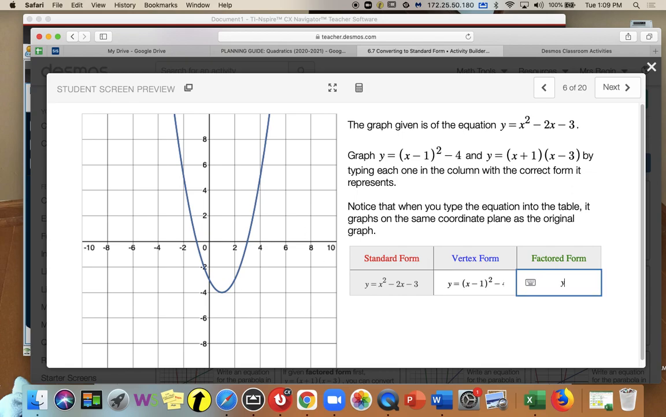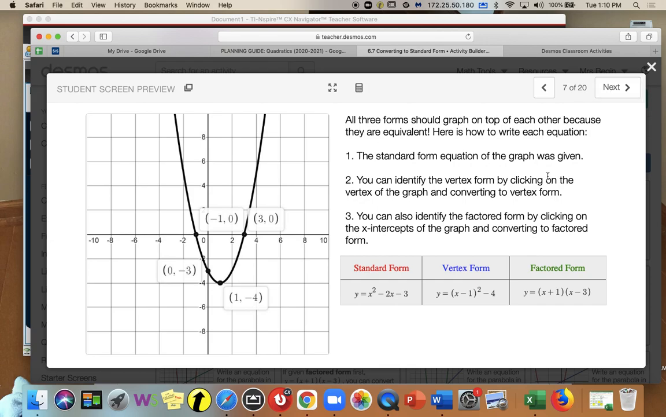And then factored form, you probably can guess what's going to happen. So we have x plus 1, x minus 3. And again, it overlaps because this factored form is equivalent to the vertex form, and those are both equivalent to standard form. So again, we know different parts of the graph looking at the equation, the vertex or the zeros. Standard form is going to tell us the y-intercept. If you look at that minus 3 right there, there it is on our graph.